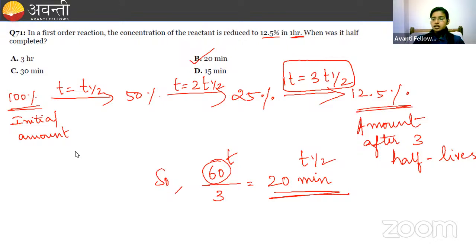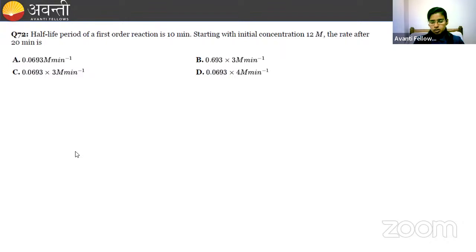Now coming to question number 72. The half-life period of a first order reaction is 10 minutes. So T half is given as 10 minutes. Starting with the initial concentration 12 molar, the rate after 20 minutes is. So first of all, let me write the given value.